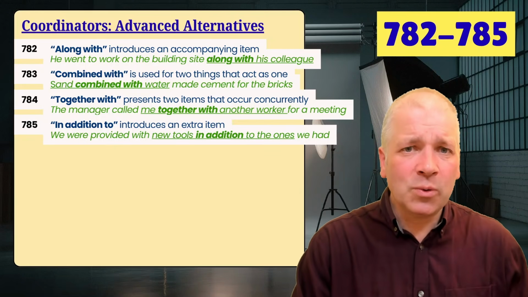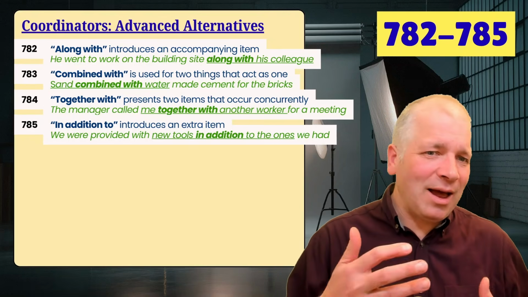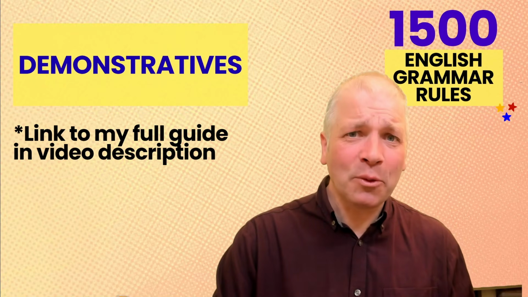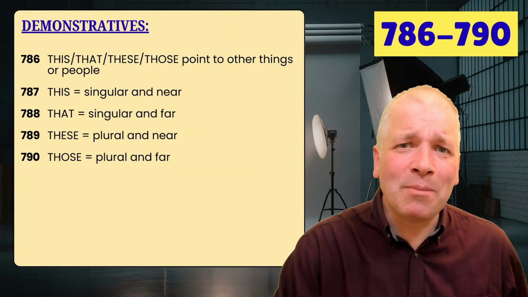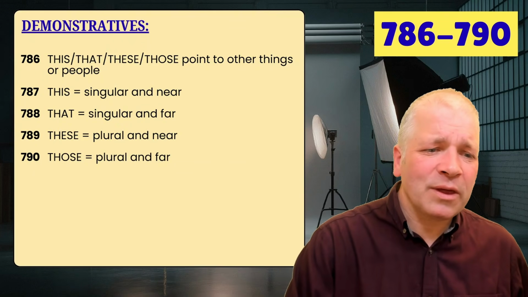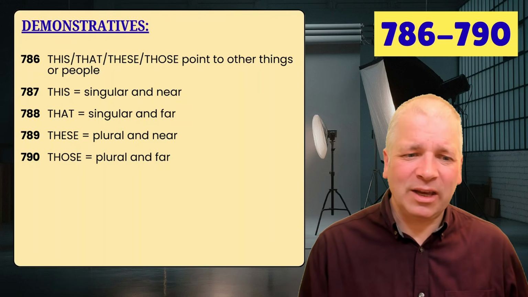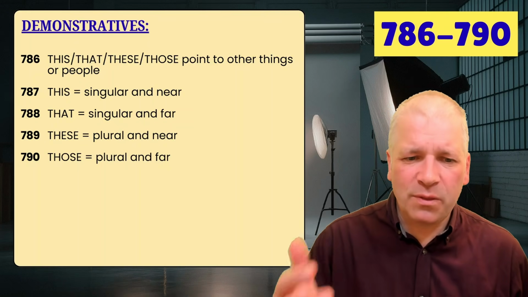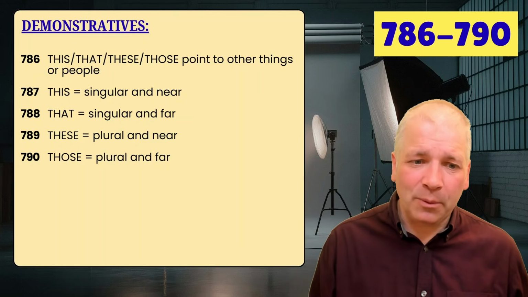In addition to can be a way of connecting two items, and it functions a little bit like a coordinator would. We're going to learn all about demonstratives in this video. Now on to demonstratives. Demonstratives are words that show relationships in a sentence between particular items. And the most common ones are this, that, these, and those. And we use these words to point to other things or people.